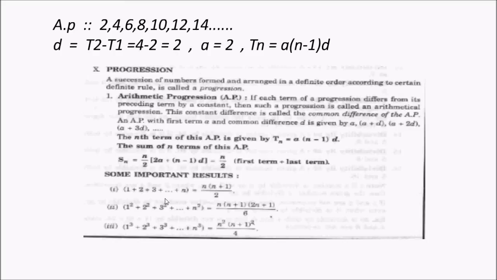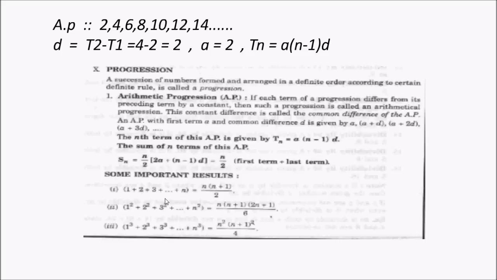We have some formulas here, like the sum of all the natural numbers, like 1, 2, 3, 4 up to n. The formula is n into n plus 1 by 2. If you want to know the sum of the numbers till 5, it is 5 into 5 plus 1, that is 6, by 2, and it becomes 15. Once you calculate, 1 plus 2 equals 3, 3 plus 3 is 6, 6 plus 4 is 10, 10 plus 5 is 15.